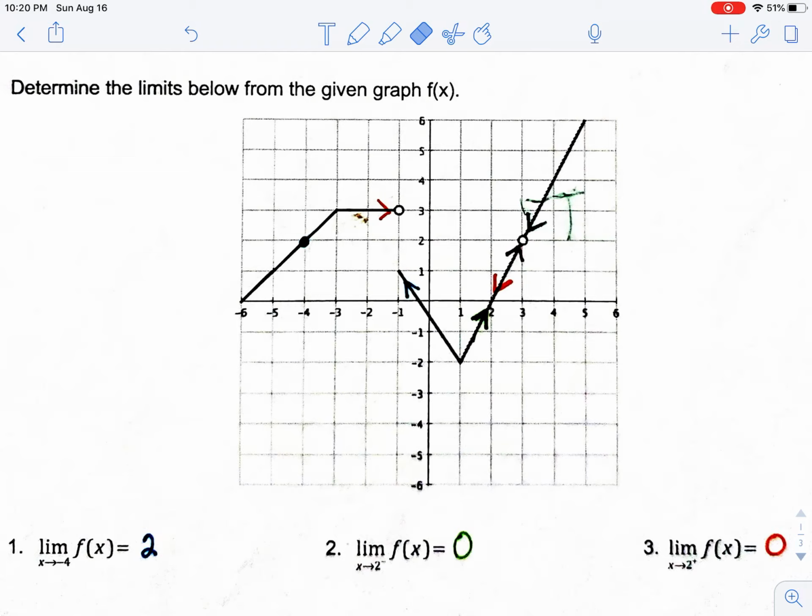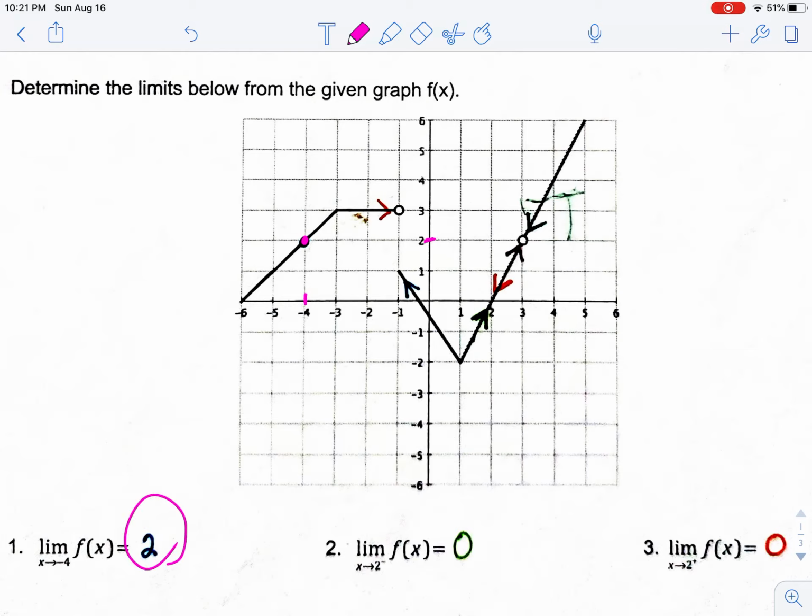It says to find the limit as x approaches -4 of f of x, right? So our eye is drawn to -4 on the x-axis, and then we look up to what the y value is. Okay, y value ends up being 2, so boom, our limit is 2.